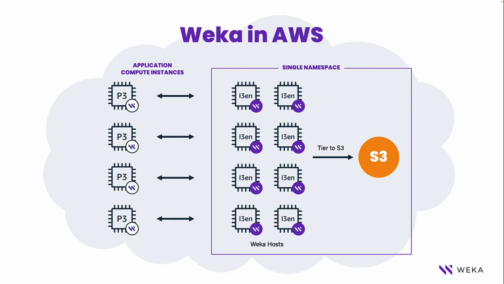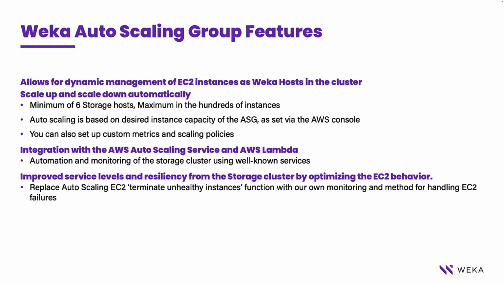If you grow your applications, you want to be able to grow your storage at the same time in order to accommodate everything. And at the end, you also want to be able to shrink it back. With the Weka auto-scaling group integrations, you'll be able to dynamically scale out from anywhere from 6 storage hosts all the way out to hundreds. All you have to do is set your desired instance capacity via the AWS console or automation methods, and it will handle the rest. In fact, we use native AWS services and automate them in order to make this happen.